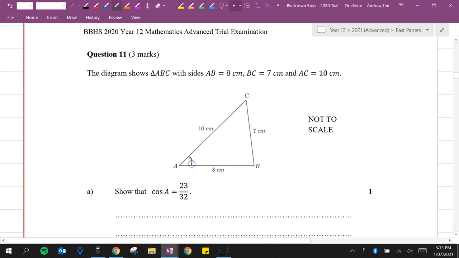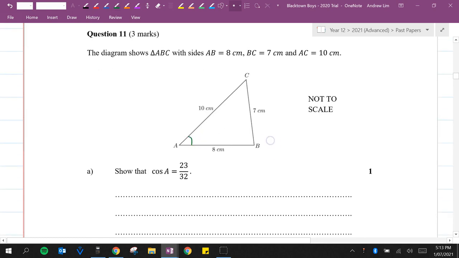So here is angle A. We want to find cos of that. So because we've got three sides and we want to know this, we're just going to use the cos rule, the cosine rule. So cosine of A is equal to A squared plus B squared minus C squared all over 2AB.